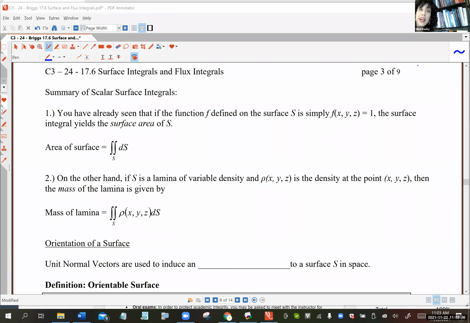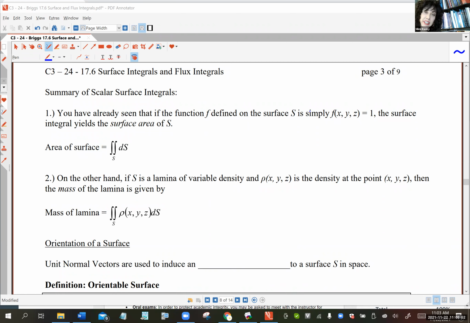Okay, and welcome back to Calc 3. This is part 2 of the surface integral section. And we're going to look at a special type of surface integral known as a flux integral. So first, let's do some quick review.